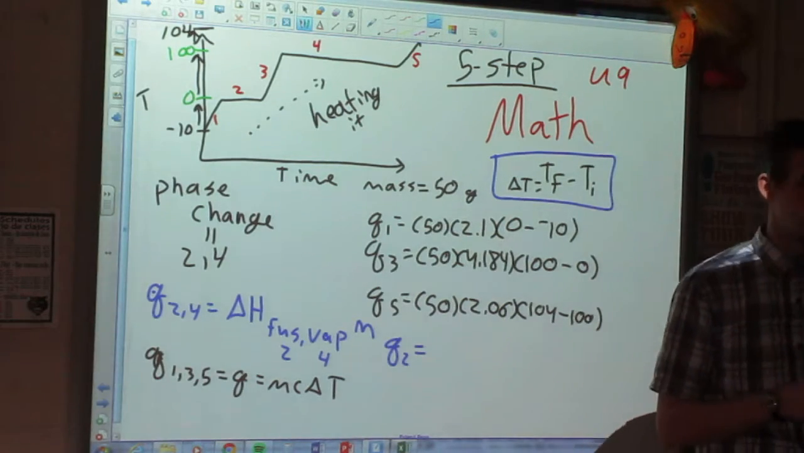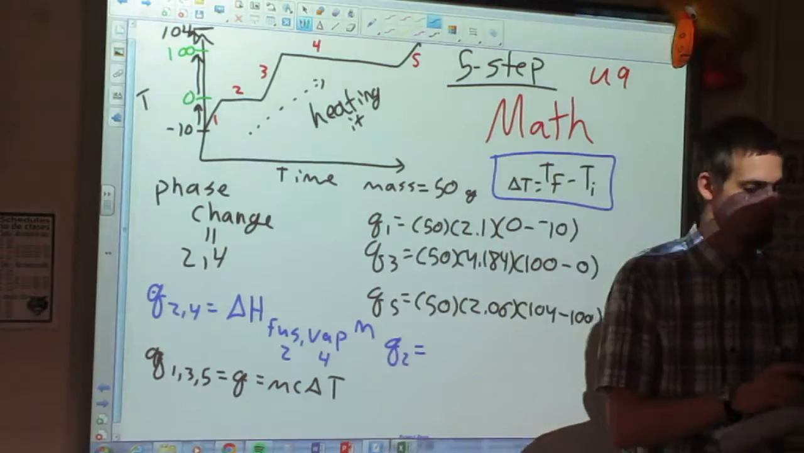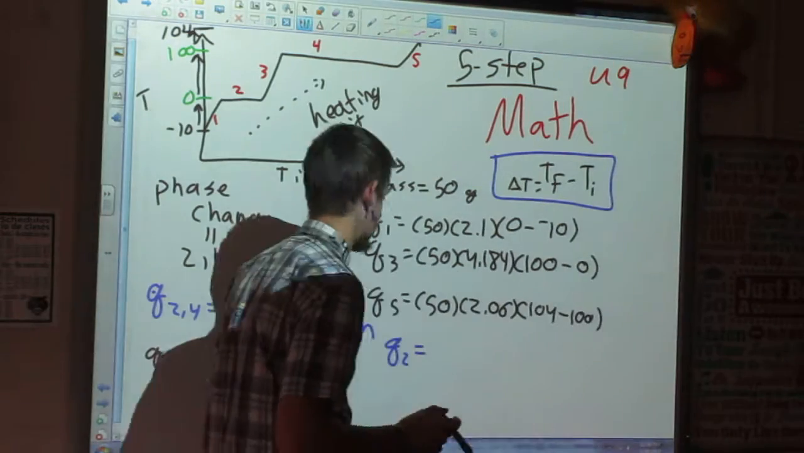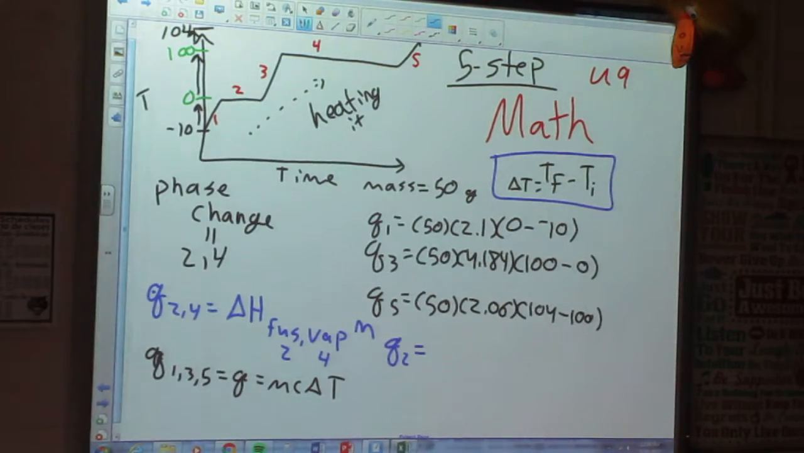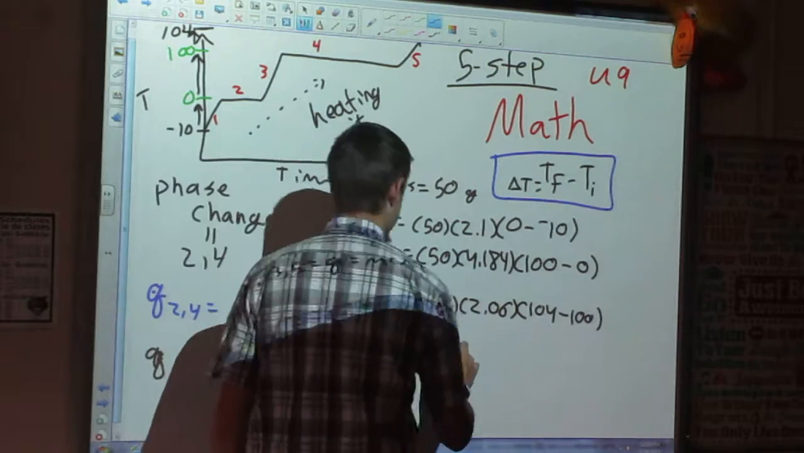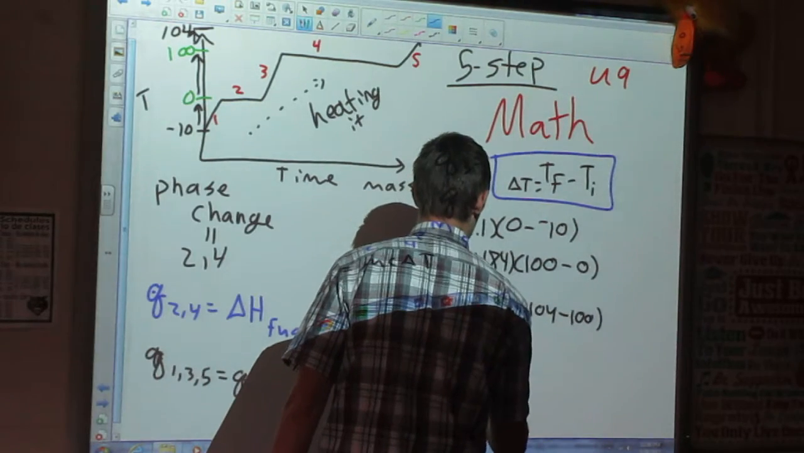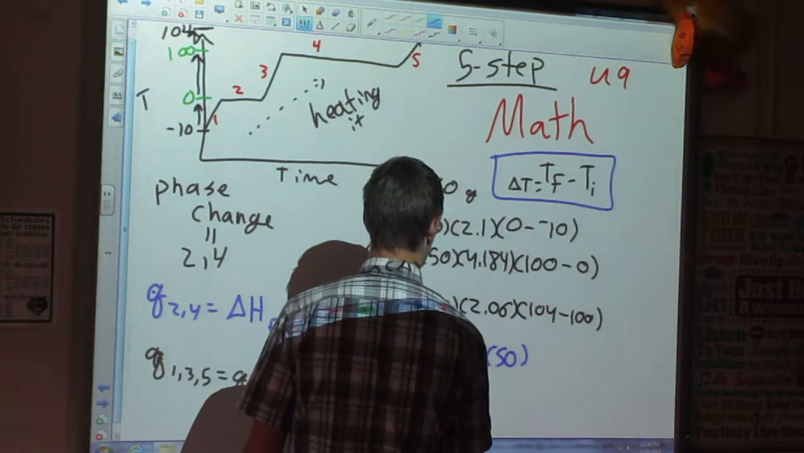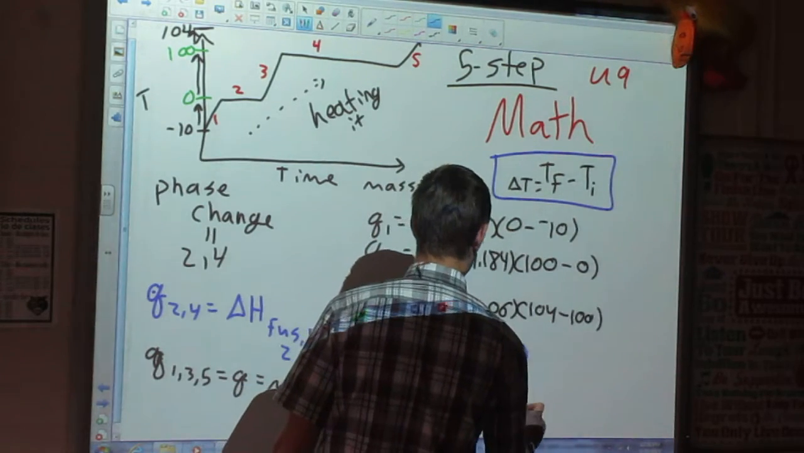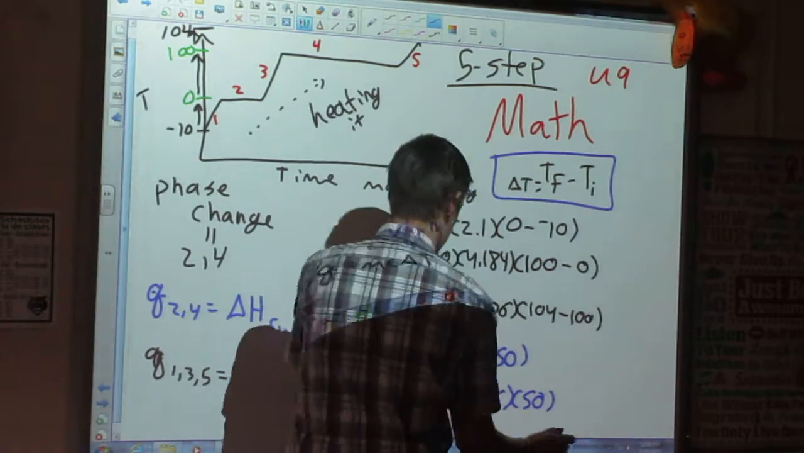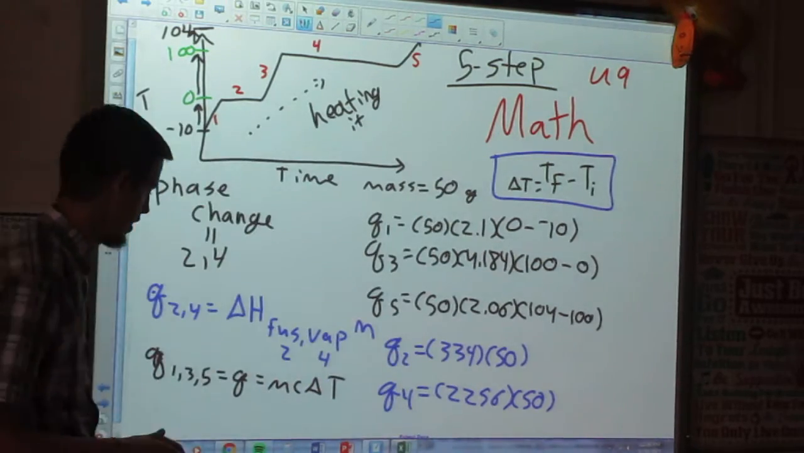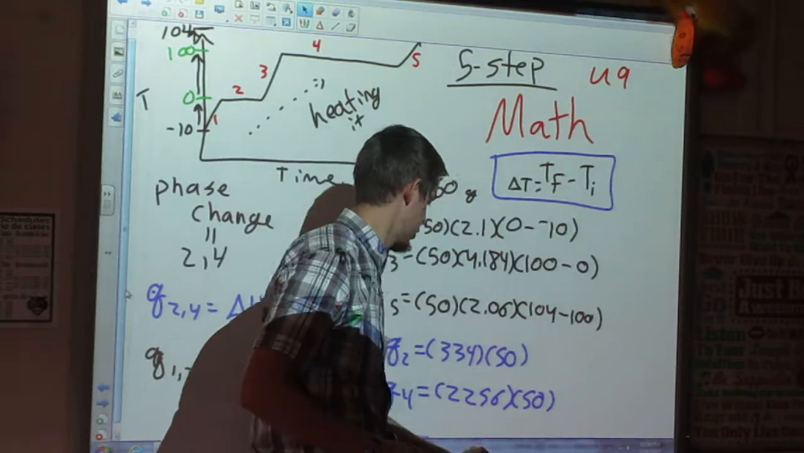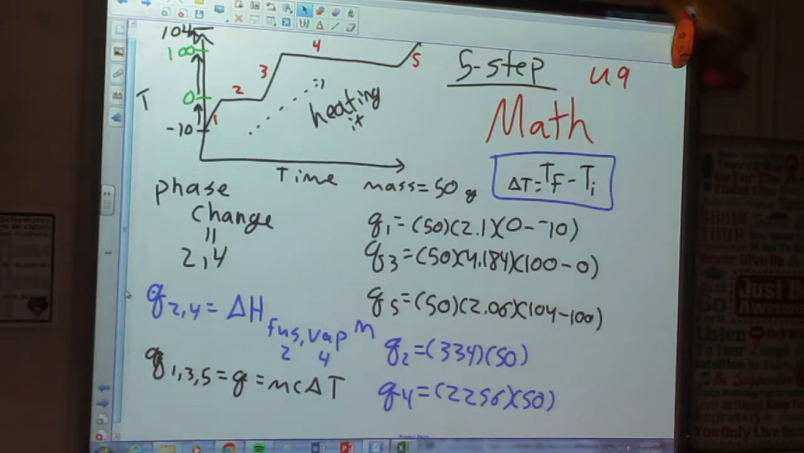It literally would look like this. The only thing I could flip is water vapor and ice. And then Q2, again, the delta H of fusion is 334. The mass is 50. And then for Q4, it's going to be 2256 times 50. These numbers are given to you. I just told you that. Why is it only two numbers? Oh, never mind, because there's no delta T.